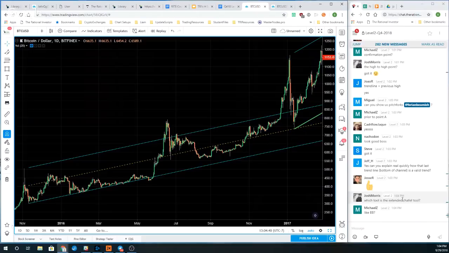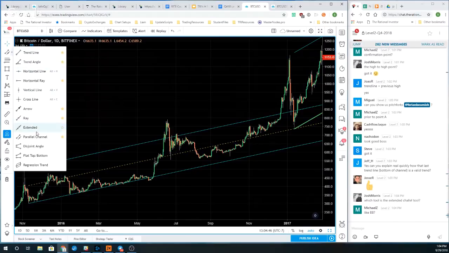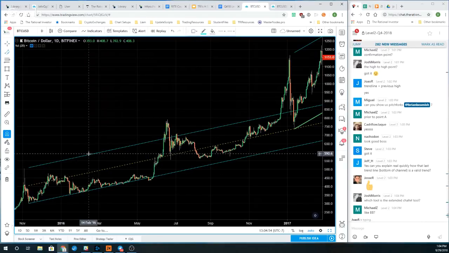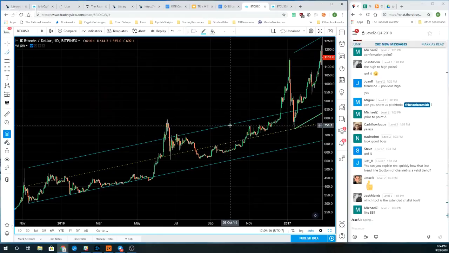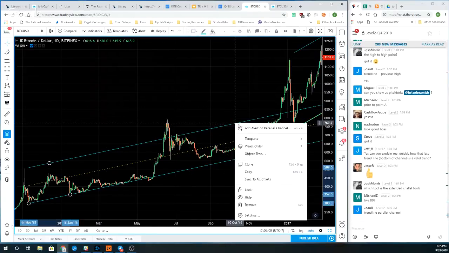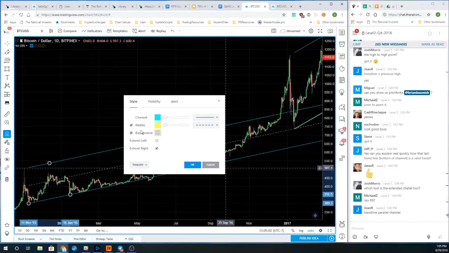Which tool is the extended channel tool? I went up into here on TradingView, the second box down, and you go all the way down here to parallel channel. I've gone on the settings button and I've right-clicked the settings of my channel and I've selected middle.